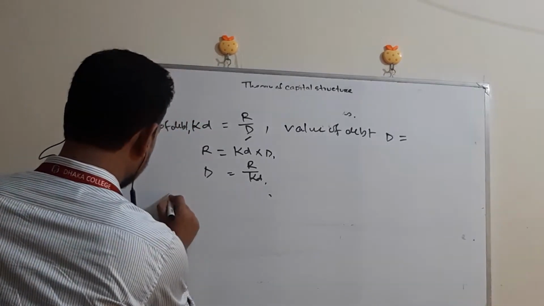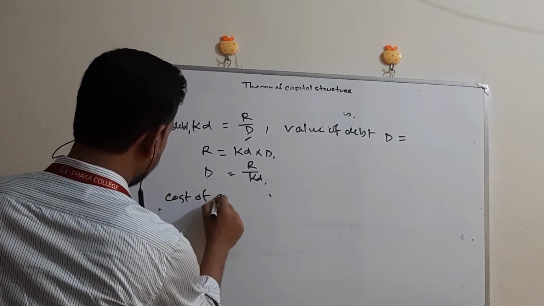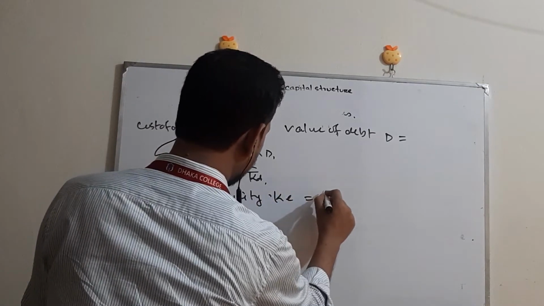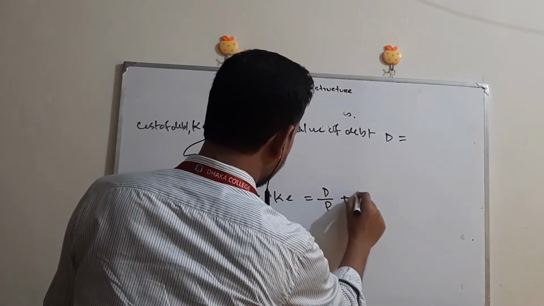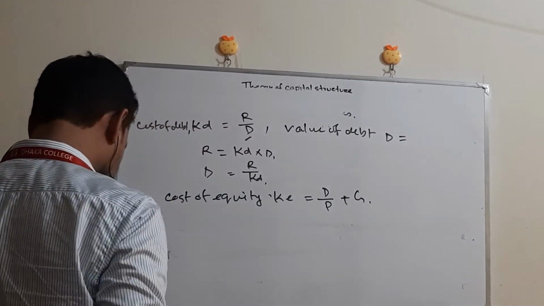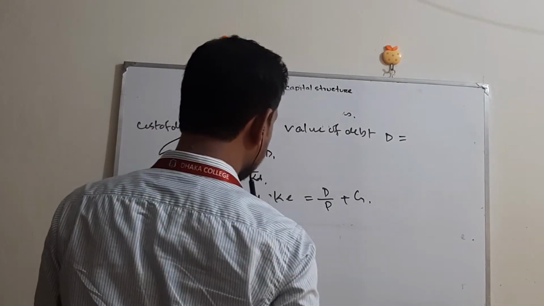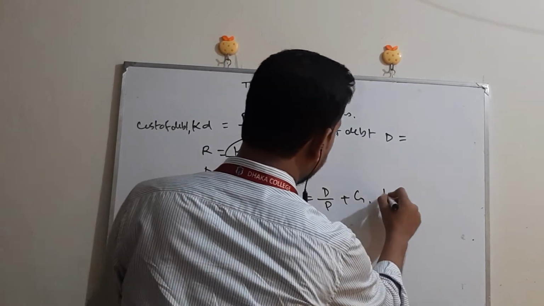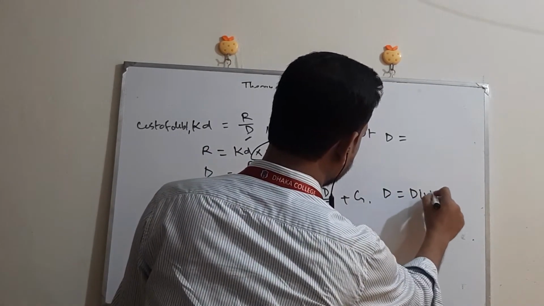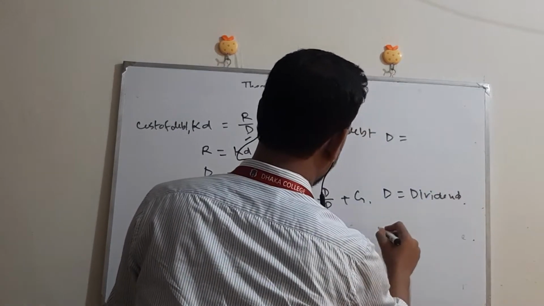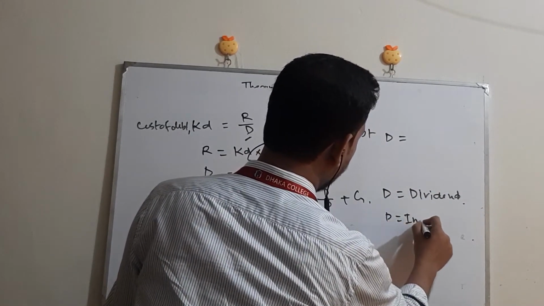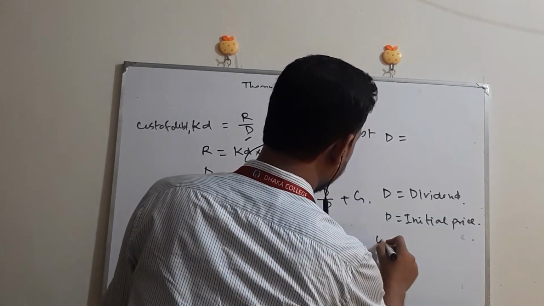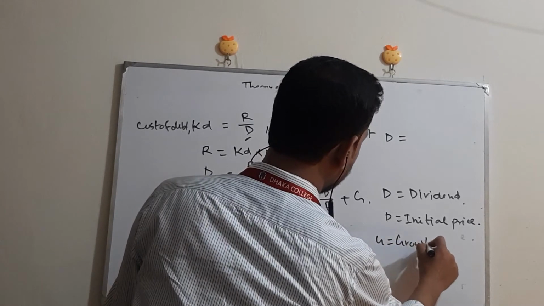Cost of equity, KE, equals D by P plus G. Okay. So here D equals dividend, P equals initial price, and G equals growth rate.